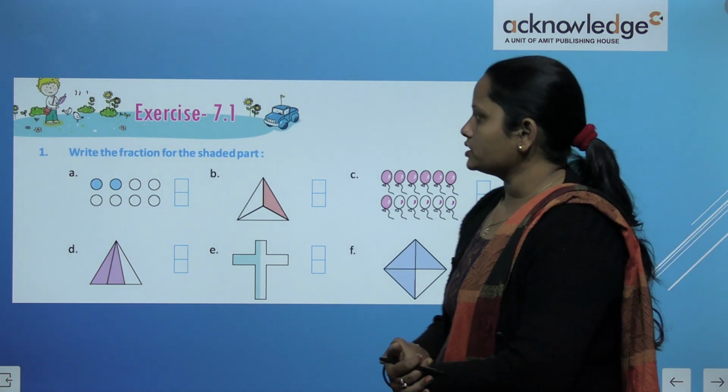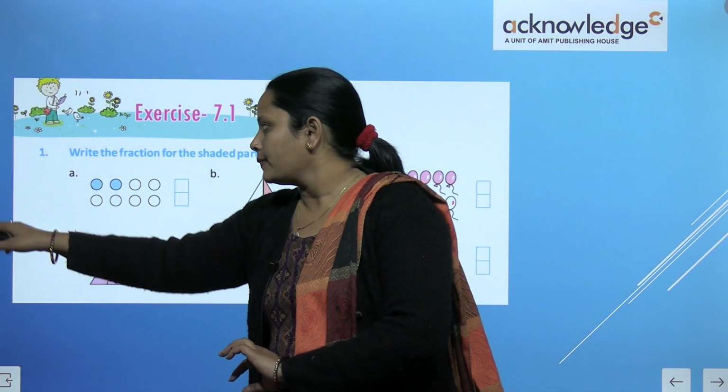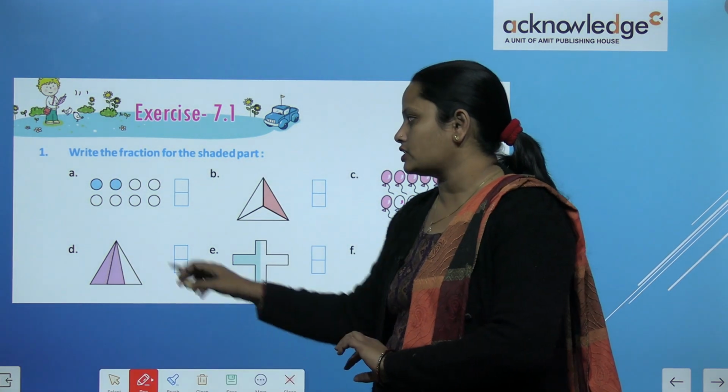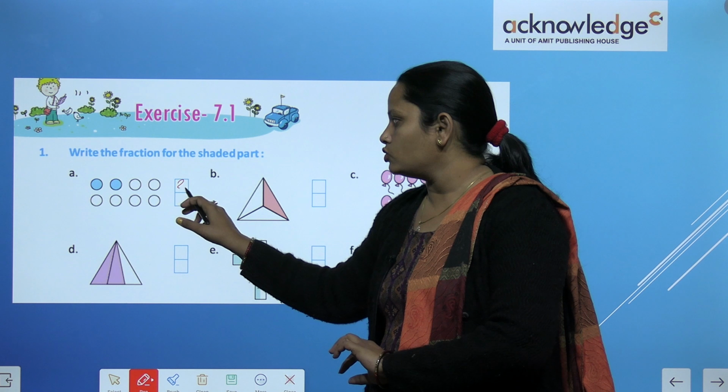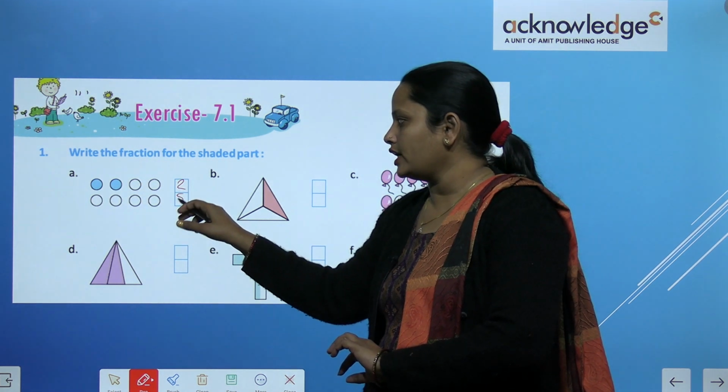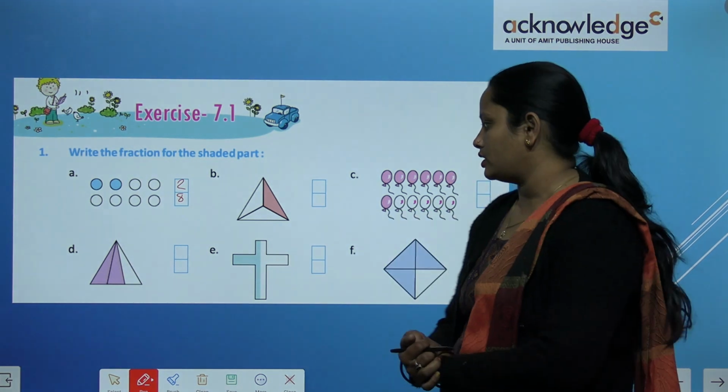So children, let's do this exercise 7.1. Here we have to write down the fraction for the shaded part. Shaded part का फ्रैक्शन लिखना है. तो कितने पार्ट हैं? 2 पार्ट. टोटल कितने? 1 2 3 4 5 6 7 8. टोटल 8 में से 2 पार्ट शेडेड है.